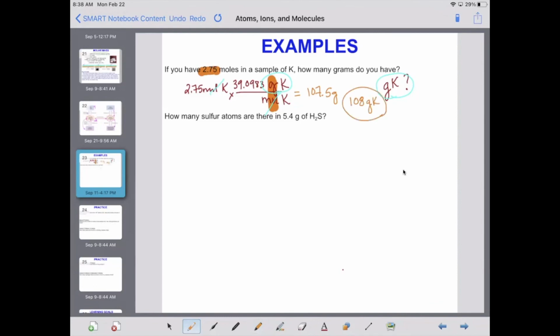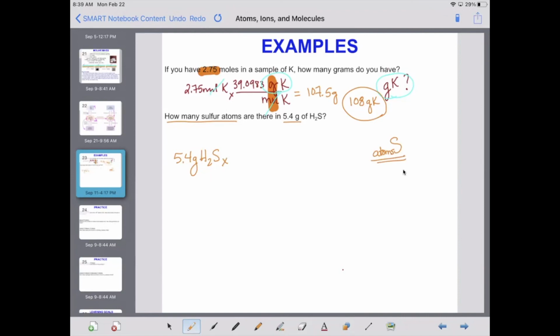Now I'll do the second problem because this is going to be using Avogadro's number, so I will show you how to use that. They want to know how many sulfur atoms. So we want atoms of sulfur are there in 5.4 grams of H2S. So we are given 5.4 grams of H2S. And they want atoms of sulfur. We have to figure out how to solve this problem.